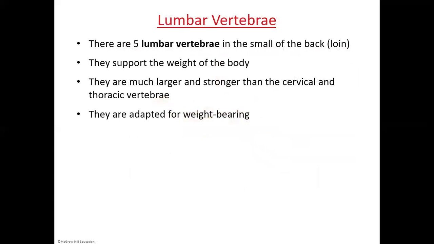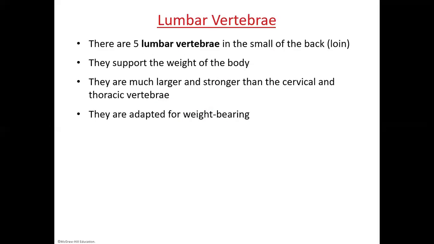Next are the lumbar vertebrae. These are in the lumbar region, the lower back. You have 5 of them. And they have to be even larger and stronger because they're supporting even more weight. They're supporting the abdomen, the thorax, the rib cage, the neck, the head. And all of their adaptations are for weight bearing. Now you do need to know how many vertebrae are in each section.